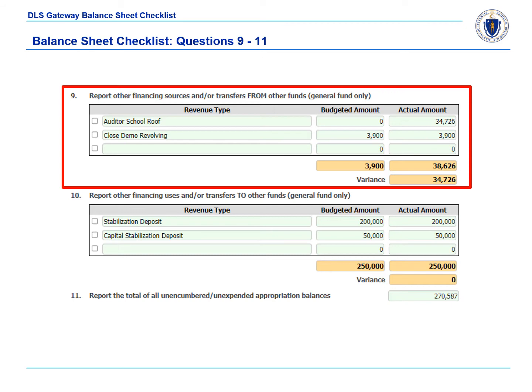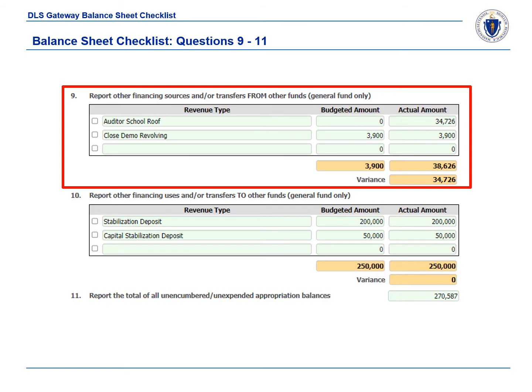The budgeted amount would be the amount voted by town meeting, and the actual amount would be the same amount voted at town meeting. If the accountant simply closed a special revenue revolving account no longer in use with no town meeting vote taken, the budgeted amount would be $0, and the actual amount would be the amount closed to the general fund.